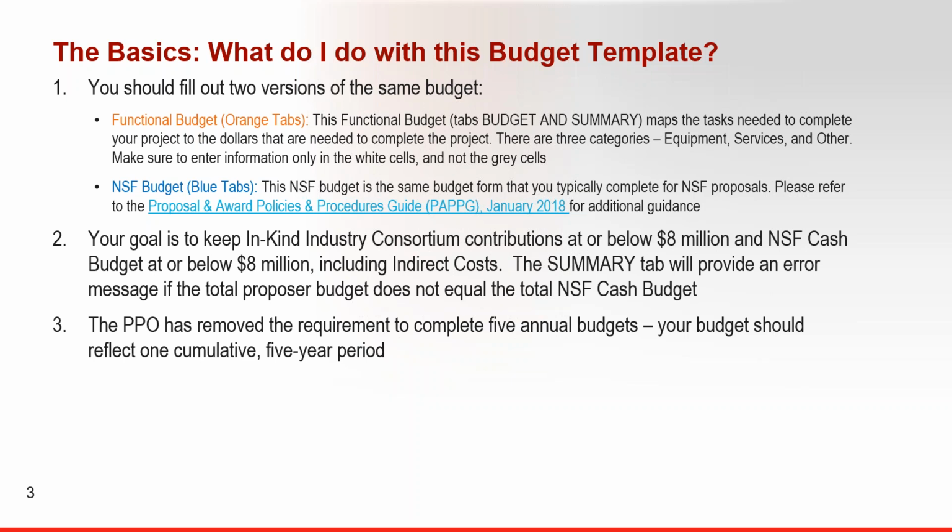The functional budget maps the major components needed to complete your project to the dollars that are needed to complete the project. You'll notice that the budget tab of the workbook contains 3 tables: equipment, services, and other. Make sure to enter information only in the white cells and not the gray cells.